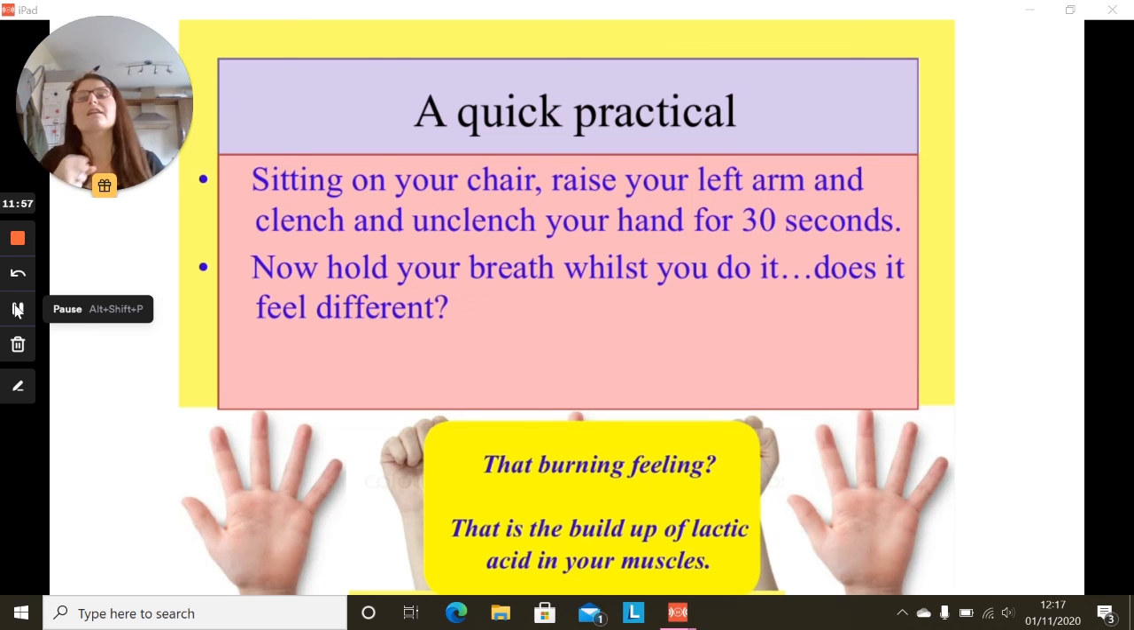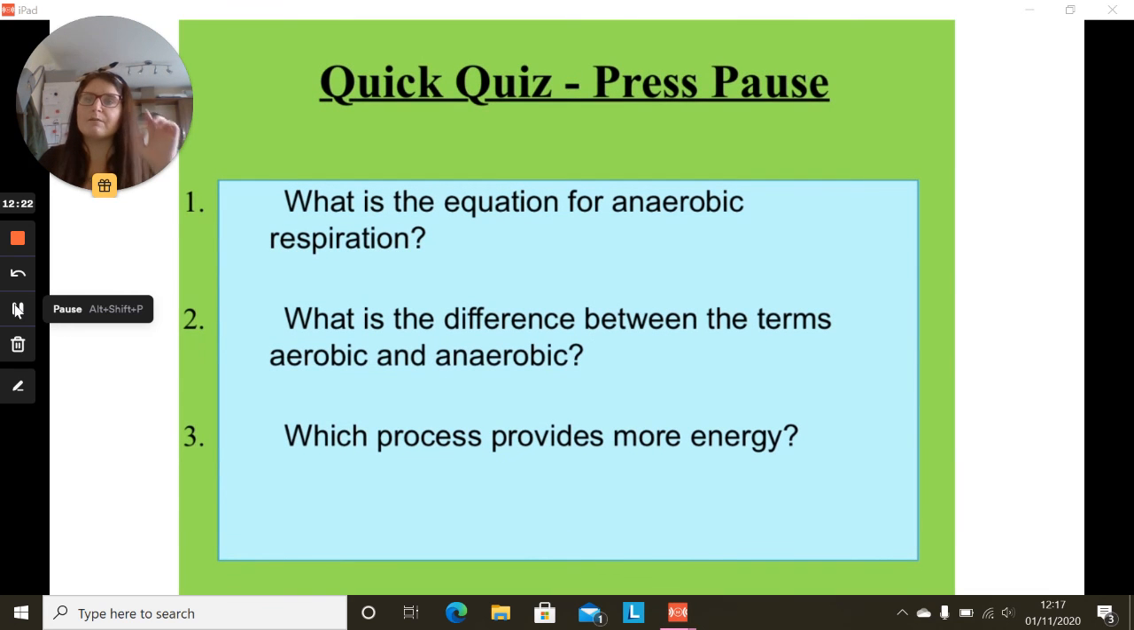If you can't do it for 30 seconds without thinking you're going to pass out, then continue to breathe. But what you will notice is that you will feel that cramp in your hand quicker while you are holding your breath. It's because we're not breathing in oxygen, so we're not getting enough oxygen. We're starting in some cells to produce lactic acid, just in that 30 seconds, which you can try now. Once you've done that, press pause.